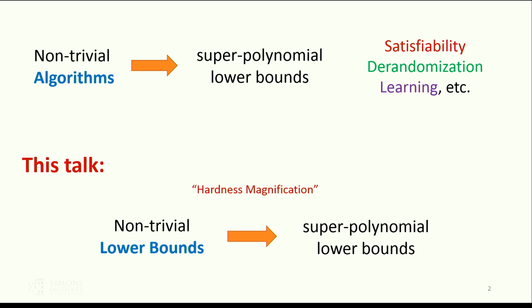The topic of this talk is a bit dual to this approach for lower bounds. The game here is to extract superpolynomial lower bounds from barely non-trivial lower bound proofs. So in some sense, these two approaches are dual to each other.